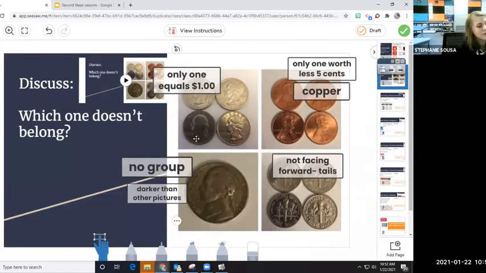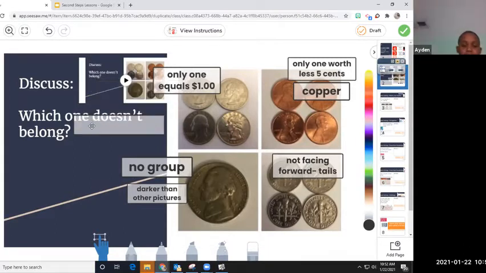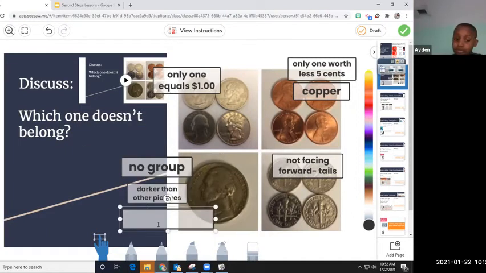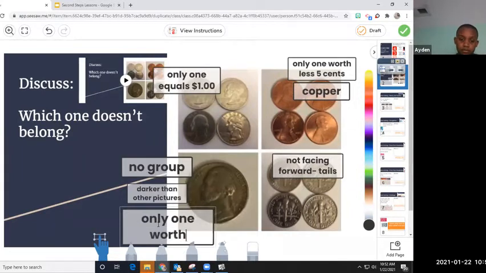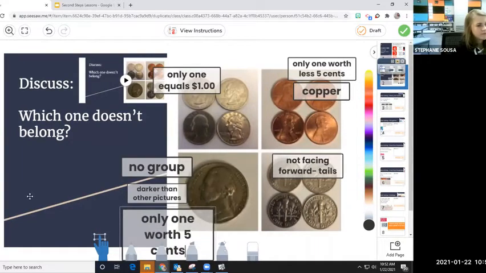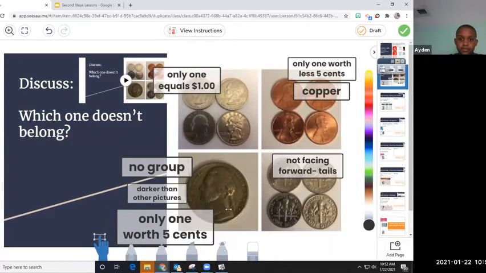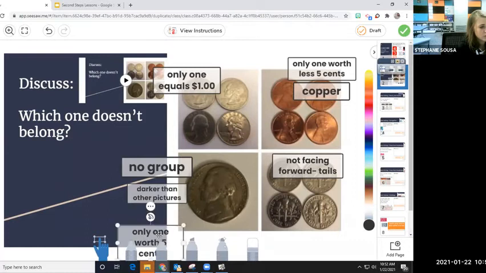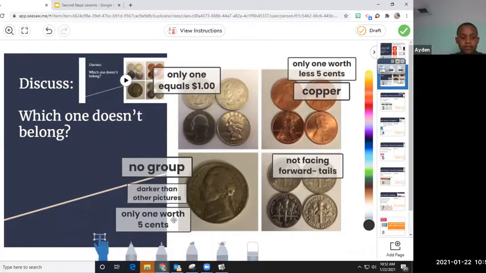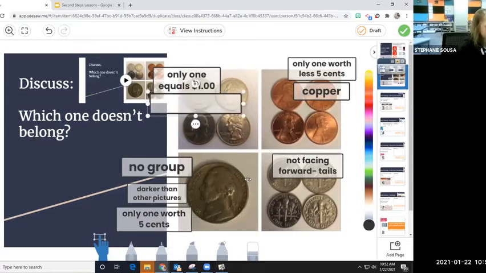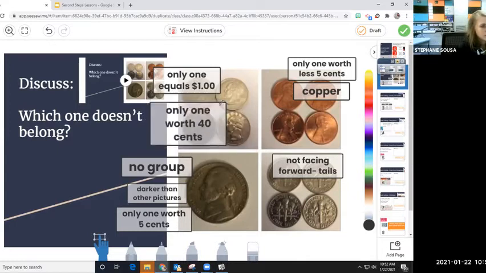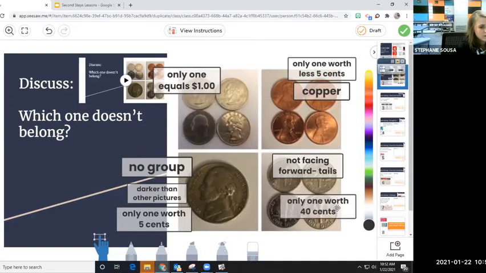I just figured something else out too about why the nickel doesn't belong. Let's see if any of you get it. Aiden Hampton, what do you think? The nickel is the only one that's worth 5 cents. Yeah. Only one worth 5 cents. And the dimes are only 40 cents. Yeah, you're right. We could do an "only worth" for each one. This is the only one that is worth that amount. All right, let's add that one in. Only one worth 40 cents. There we go. Awesome. All right, so there's that too.